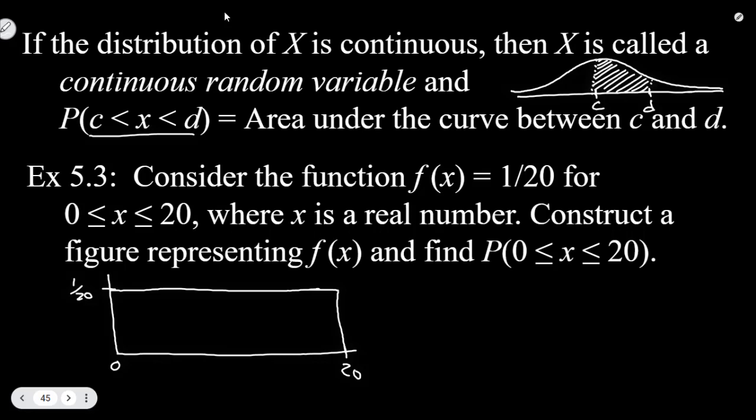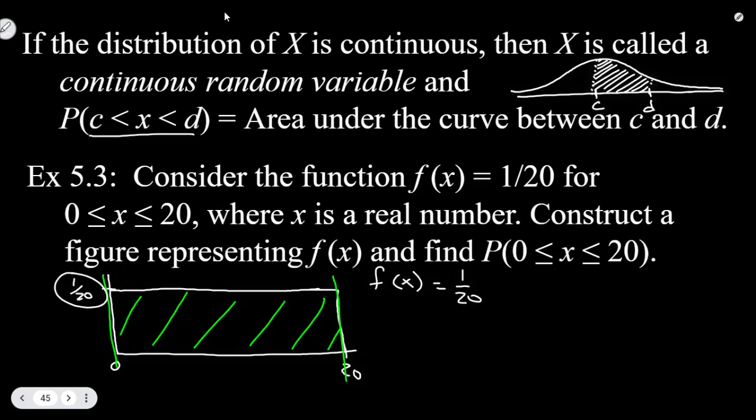And construct a figure representing f of x. Okay, I guess I've already done that. So here's f of x. And we're going to find the probability that x is between 0 and 20. All right, well, that means that here's one boundary and here's the other one. What is the area that we've got here? Well, notice this shape is a rectangle, and this will take you back to a little bit of geometry. But the way we find this is we're going to take 1/20th, which is the value of this function, 1/20th for all of it, and then we multiply by the width that we're covering.